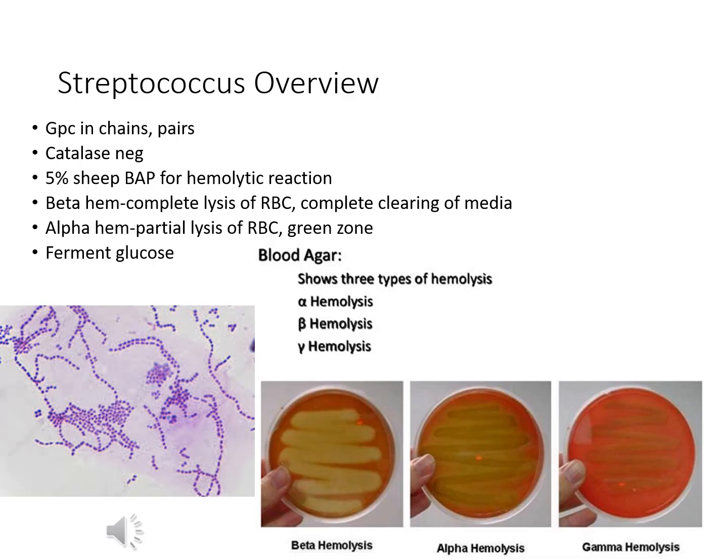So we always look at our 5% sheep blood agar plate for hemolysis. The streps will often be hemolytic, whether it is beta, alpha, or sometimes we call it gamma, or no hemolysis. If you look at the slide, there's a picture there, and it will show you what they look like.